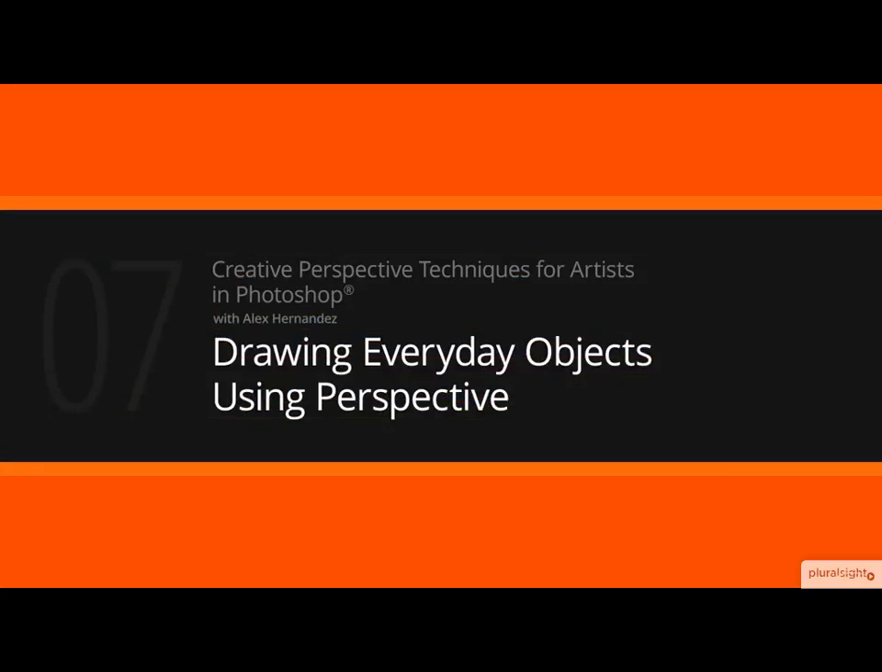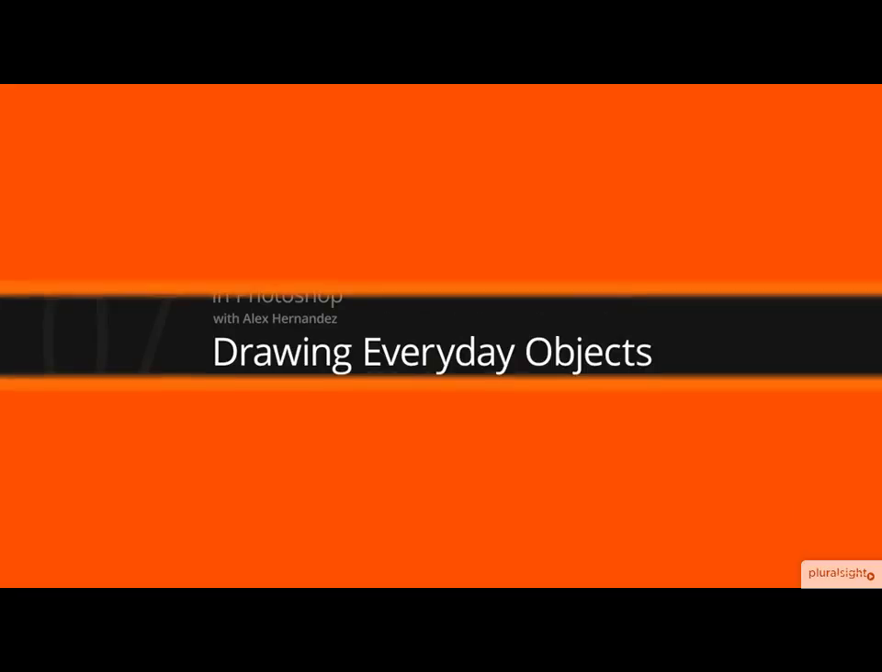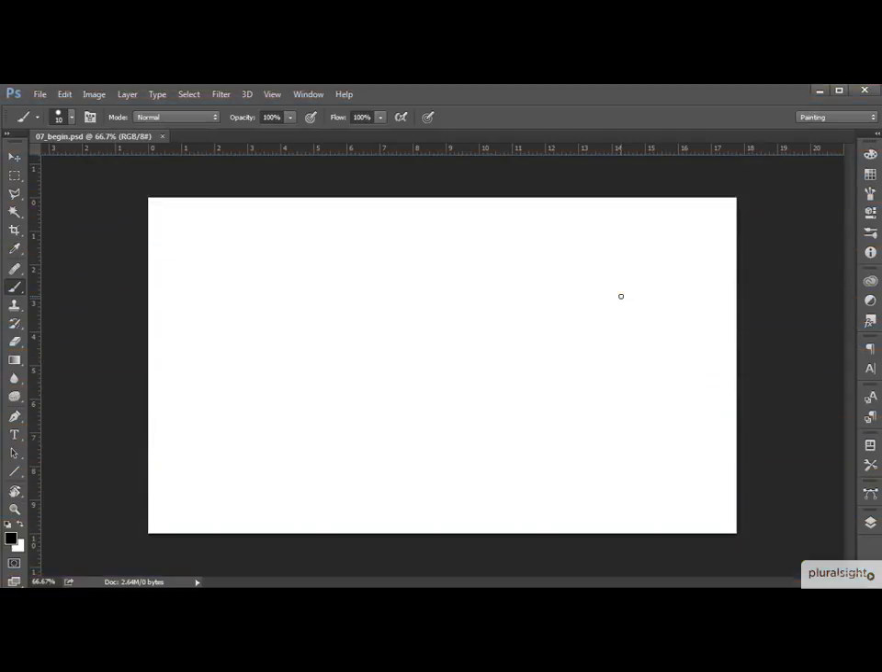In this lesson, we're going to draw some simple everyday objects using our perspective techniques in Photoshop. In our previous lesson, we were able to space out objects using perspective. And so now what we're going to do is take a look at some everyday objects that we have lying around, and create some perspective drawings and use some of the techniques that we've learned to help us find our vanishing points, things like that.